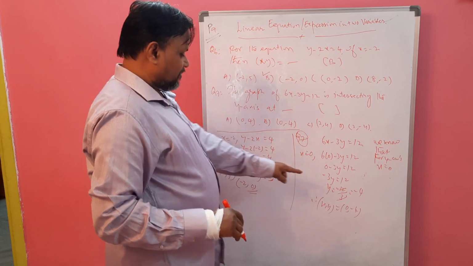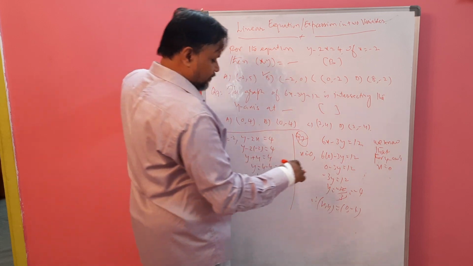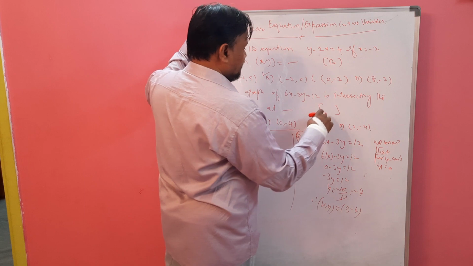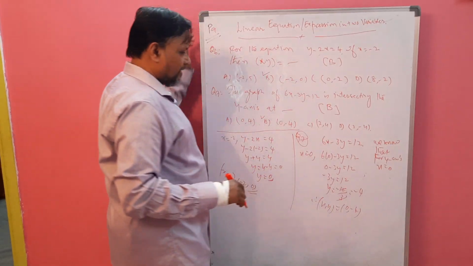Intersecting y-axis means this point, the negative side of this one, 0 minus 4. Where is that? B. Again, B is your solution.